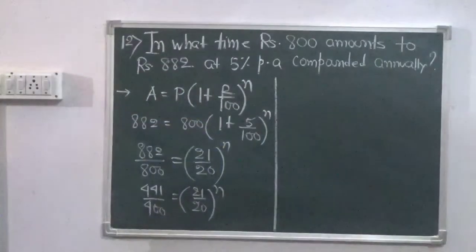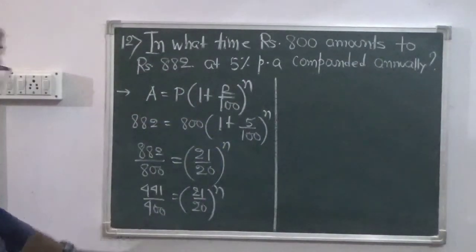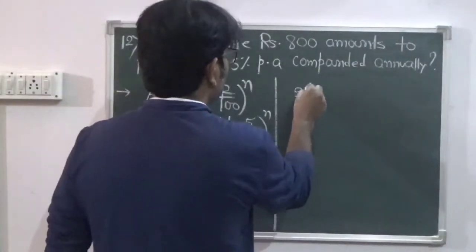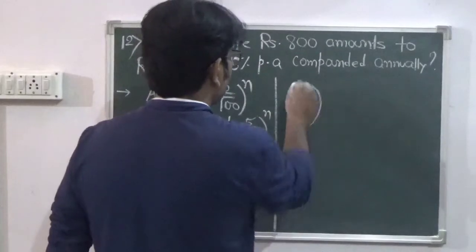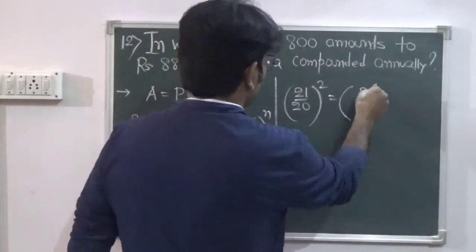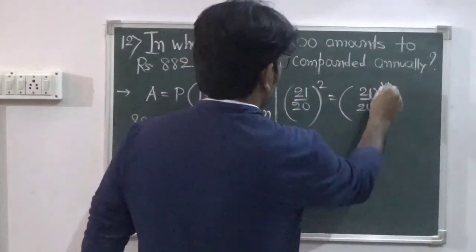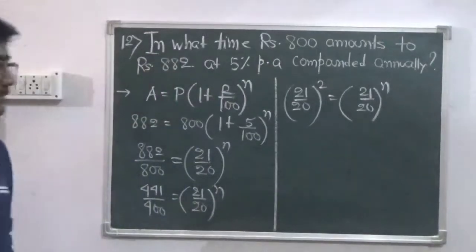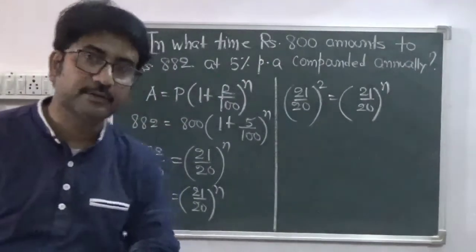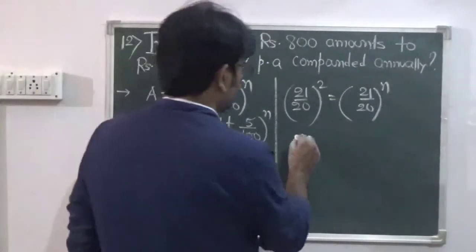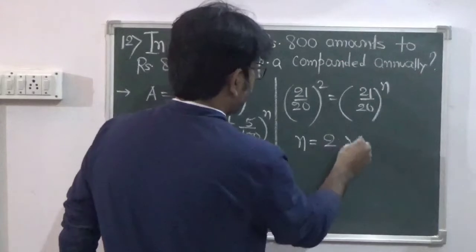So what we can write: (21 by 20) to the power 2 equals (21 by 20) to the power n. Both sides have the same base, 21 by 20, so you can equate the powers. So n equals 2 years.